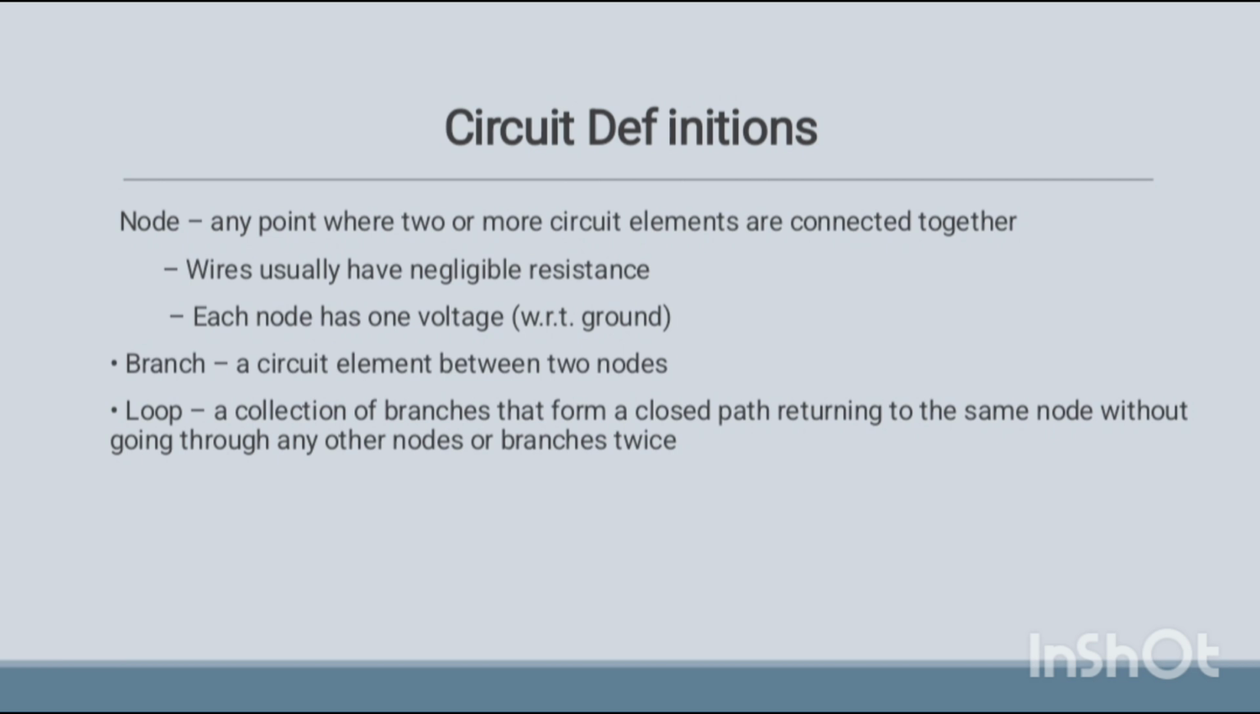The next one is branch. A branch is any portion of an electrical circuit located between two nodes that contains a single circuit element through which current flows. What is meant by a loop? A loop is any closed path that starts at a node, passes through circuit elements and returns to the same starting node without passing through any node more than once. That is a collection of branches that forms a closed path returning to the same node without going through any other node or branch twice.